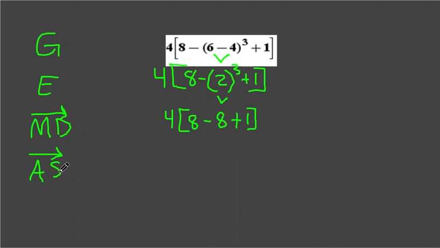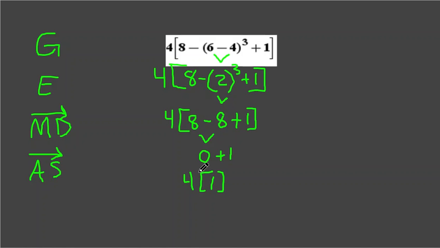So I do it from left to right. So the subtract comes first, so I'm going to do that first. 8 minus 8 is 0, and that leaves me with 0 plus 1, and 0 plus 1 is 1. That's still inside that bracket, so I'm going to write that bracket, and I have a 4 on the outside.